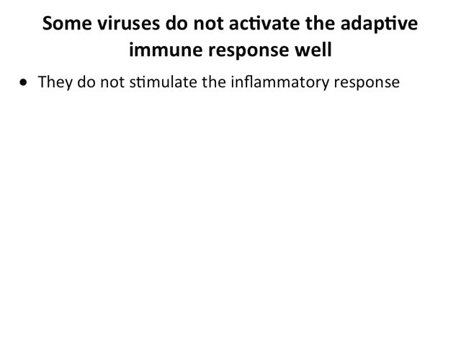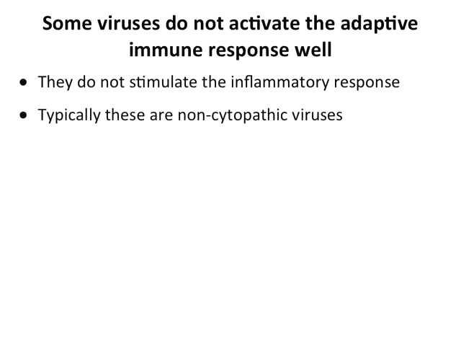They want to replicate. Some viruses don't activate the innate response, the adaptive response very well, because they don't stimulate the inflammatory response. Remember, you have to engage the innate response, you get inflammation, and then you get engagement of the adaptive response. And some viruses don't do that because they're not good at stimulating innate responses. And these are usually viruses that don't kill cells, the non-cytopathic viruses.